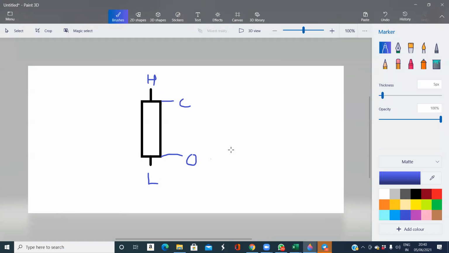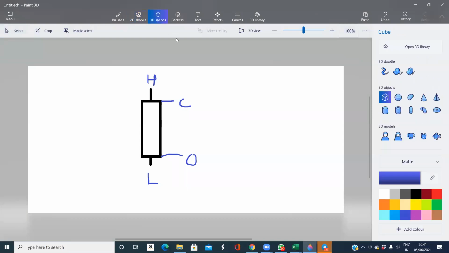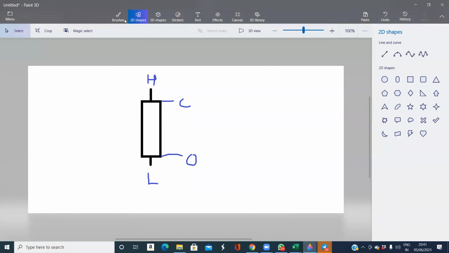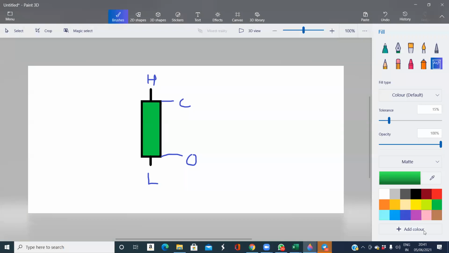Okay. Suppose this is the green candle. Now it's looking good. So this is the green candle. So this is the open price, this is the close price, this is the high price, this is the low price. Okay. So in the market, what actually happens? How does this candle form?